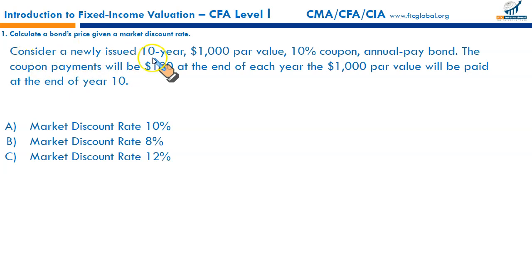Consider a newly issued 10-year $1,000 par value 10% coupon annual bond. The coupon payments will be $100, that is 10% of 1,000, at the end of each year. The 1,000 par value will be paid at the end of year 10. Now let us calculate the present value of the bond when the relevant market discount rate is either 10%, 8%, or 12%.